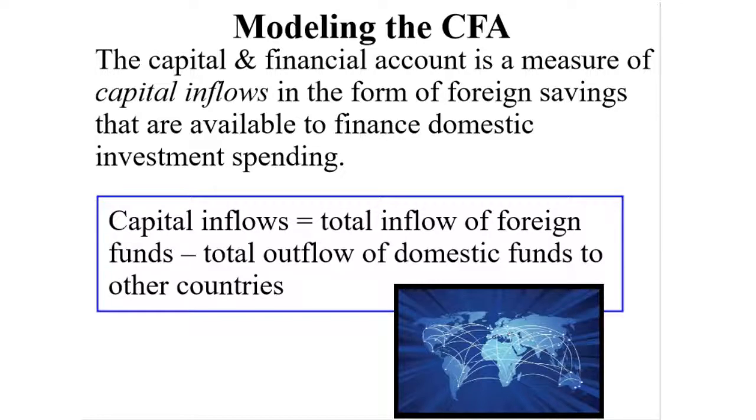The capital inflow equation, just to review it, is the total inflow of money from other countries, inflow of funds, minus the total outflow of funds from your country to other countries. So if there's more money coming in than going out, you would have a positive capital inflow. If there's more money going out than coming in, that means that you are sending more money to other countries than they're sending to you. You could have a negative capital inflow.